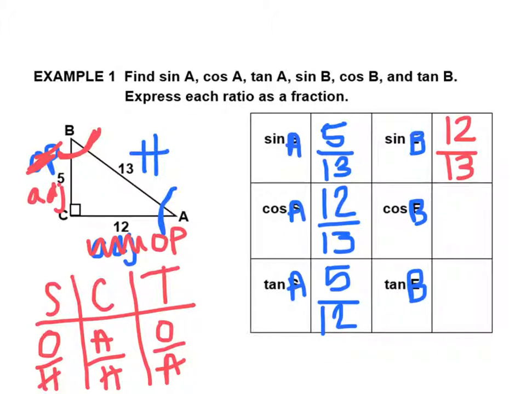Our cosine is our adjacent over hypotenuse. Our adjacent here is 5. So our cosine of B is 5 over 13. And our tangent is the opposite over the adjacent. Our opposite again is 12. Our adjacent again is 5. So our tangent of B is 12 over 5.